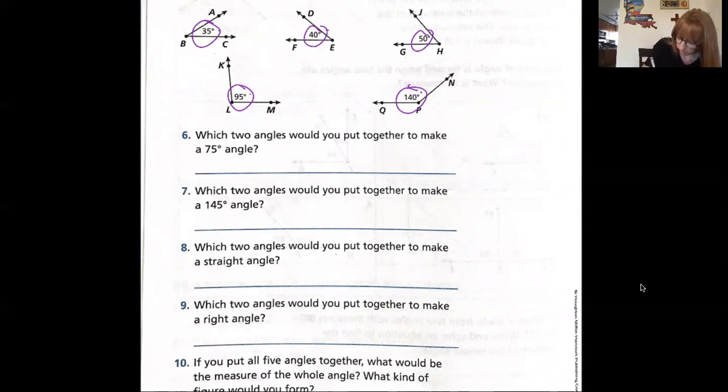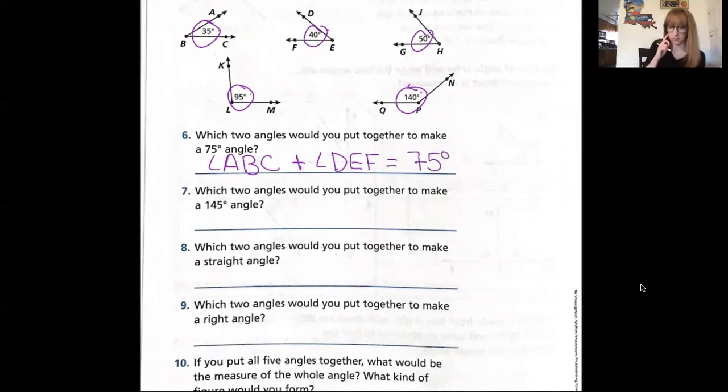So when we take angle ABC and we add it to angle DEF, we should get 75 degrees. And we can check that on the side here. Angle ABC is 35 degrees. And angle DEF is 40 degrees. And if we do our math correctly, we should get 75 degrees.